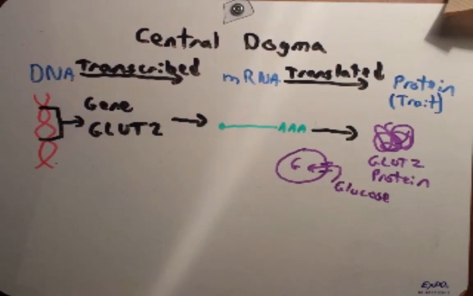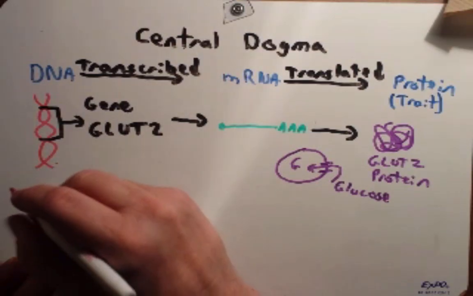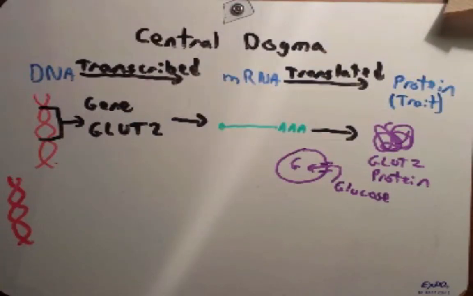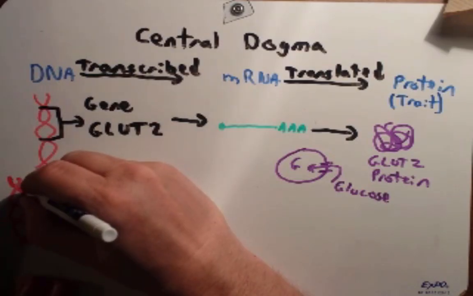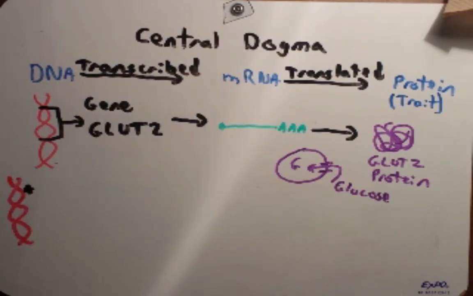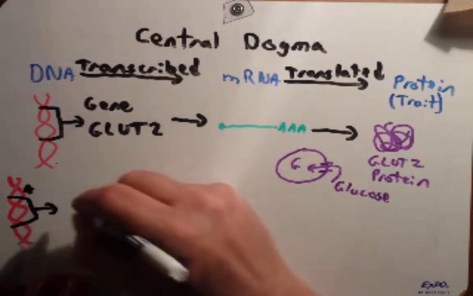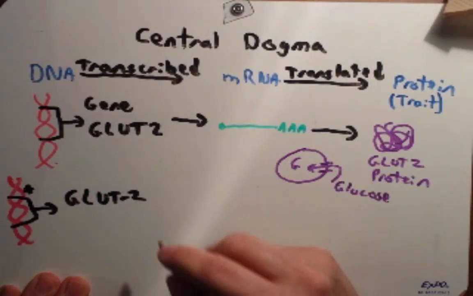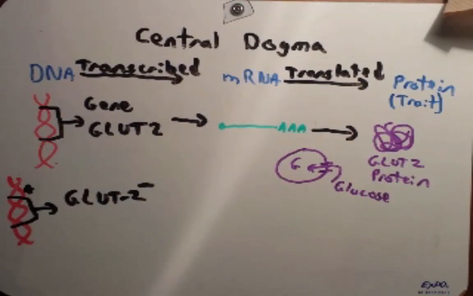Now I want to bring up another term here, and that term is genetic variation. Let's draw another piece of DNA here. And on this piece of DNA, I'm going to put a little asterisk by it to symbolize that this piece of DNA, which is also the GLUT2 gene, but it has a mutation on it. So I'm going to put a minus sign there. And so this is part of what variation is. That there are differences in inherited traits found within individuals of a population.